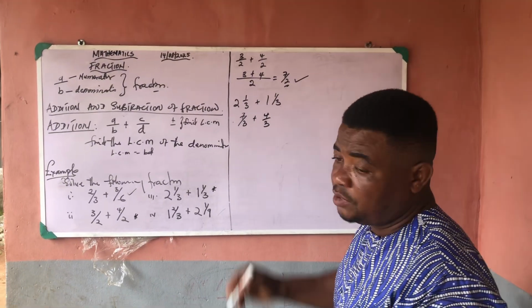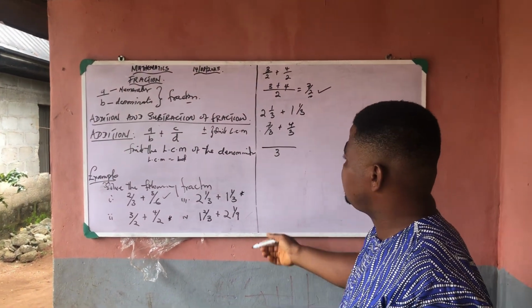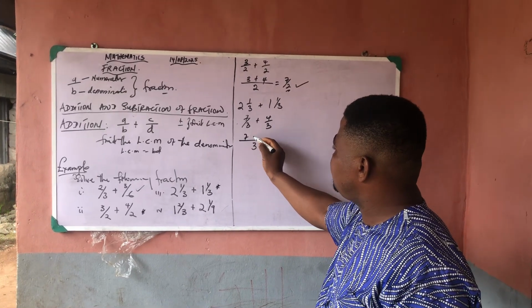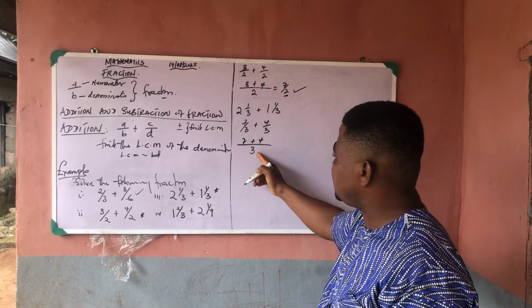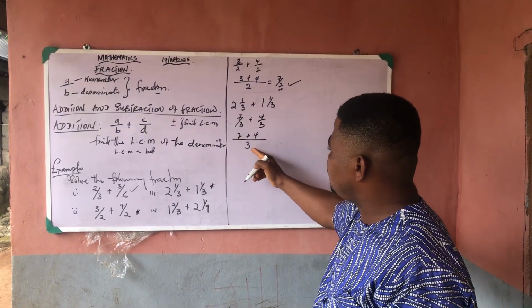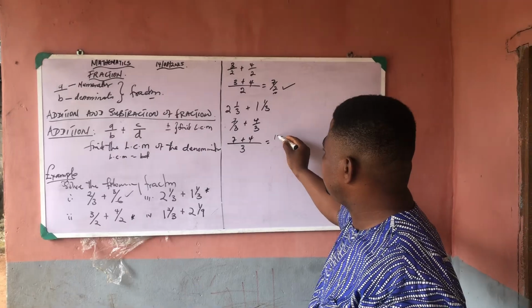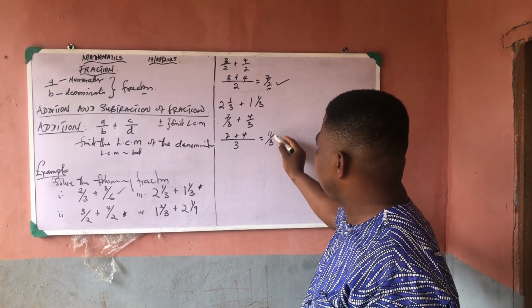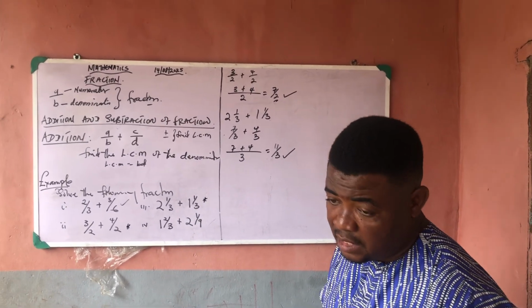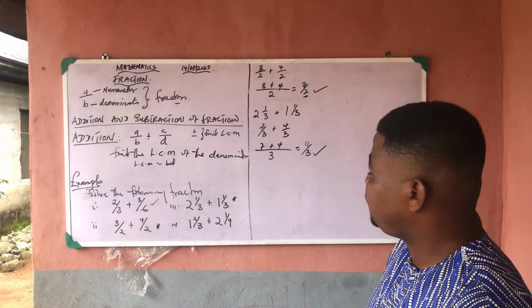You see, their denominators are still the same. So you just write 3, which is also the LCM. Then you have 7 plus 4, because 3 into 3 is 1, 1 times 7 is 7, 3 into 3 is 1, 1 times 4 is 4. When you add this together, you are having 11 over 3. You cannot break it down. That is the final answer. Is it what you have? No. So you see, you have failed.